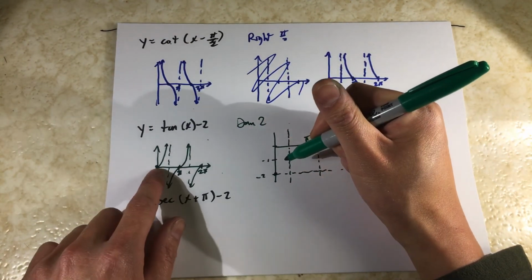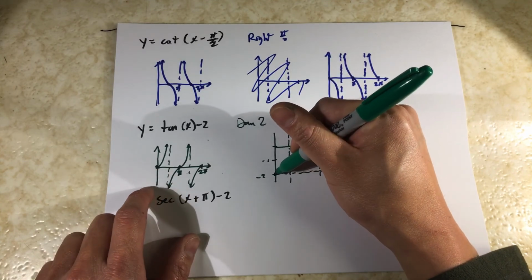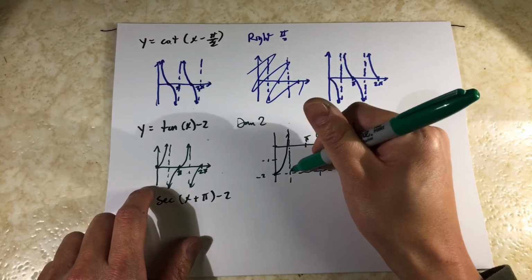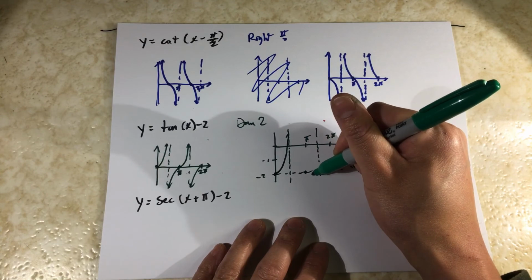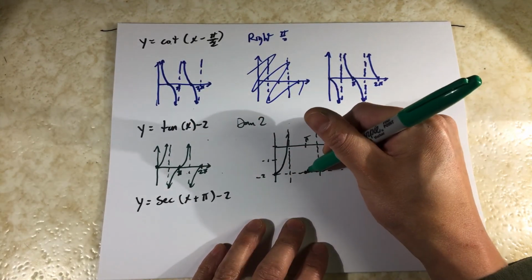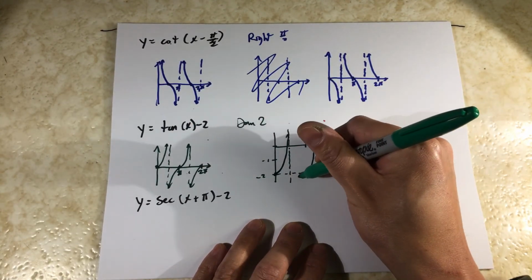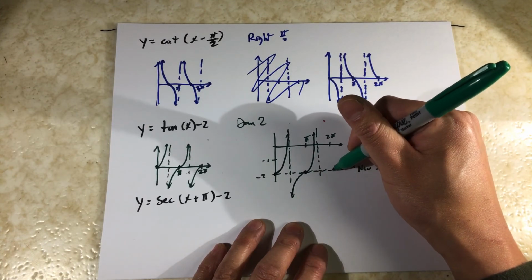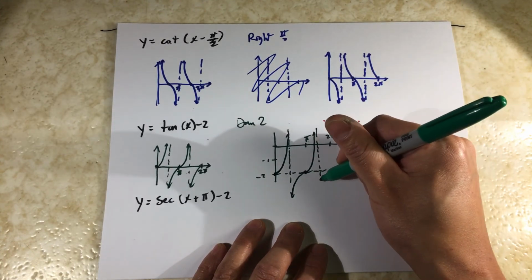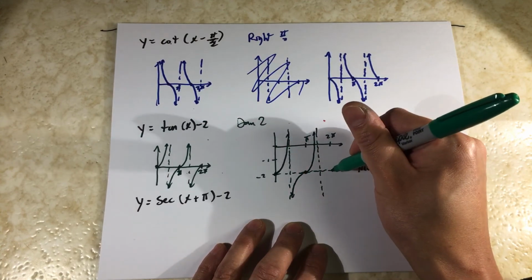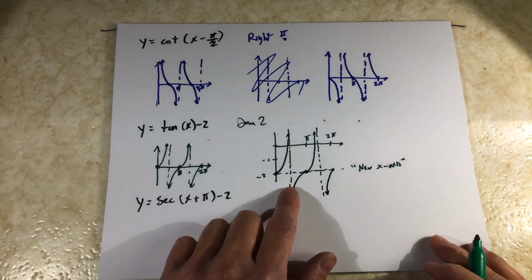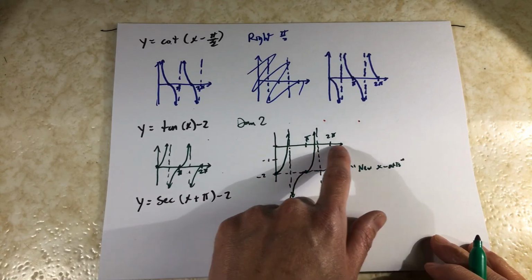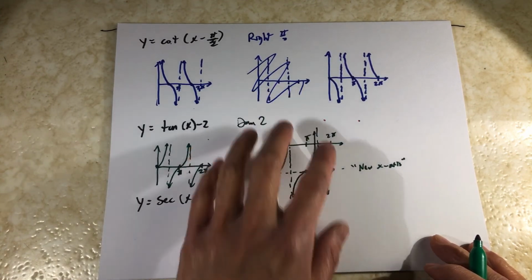Right here, I had a 0, but that point gets shifted down, so I'm going to have something like this. And I have this point here, which was this. I'm going to have something that looks like this, and then a point here, and it looks like this. So that is what that looks like, kind of shifted down.